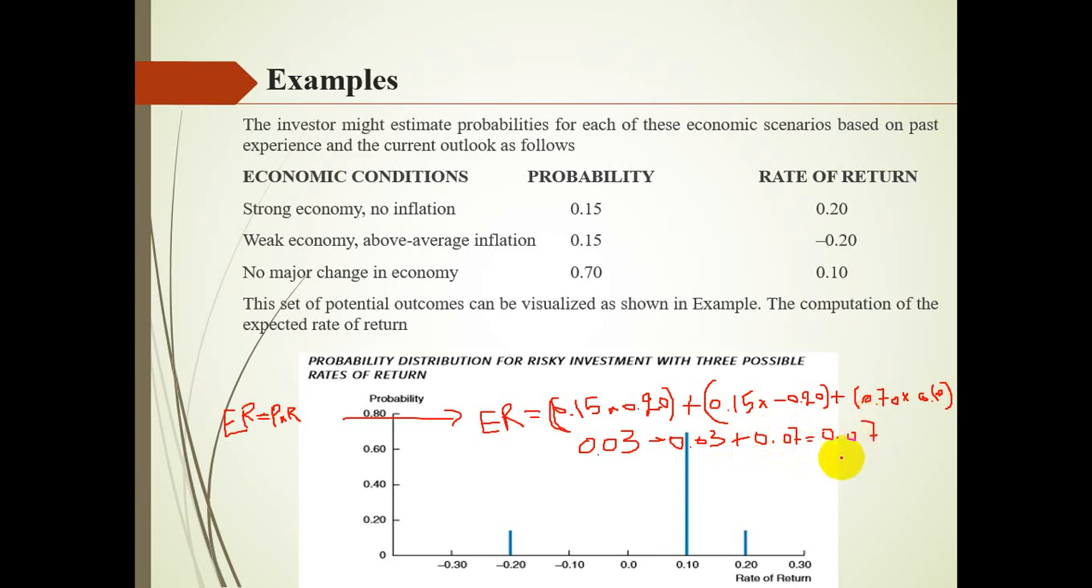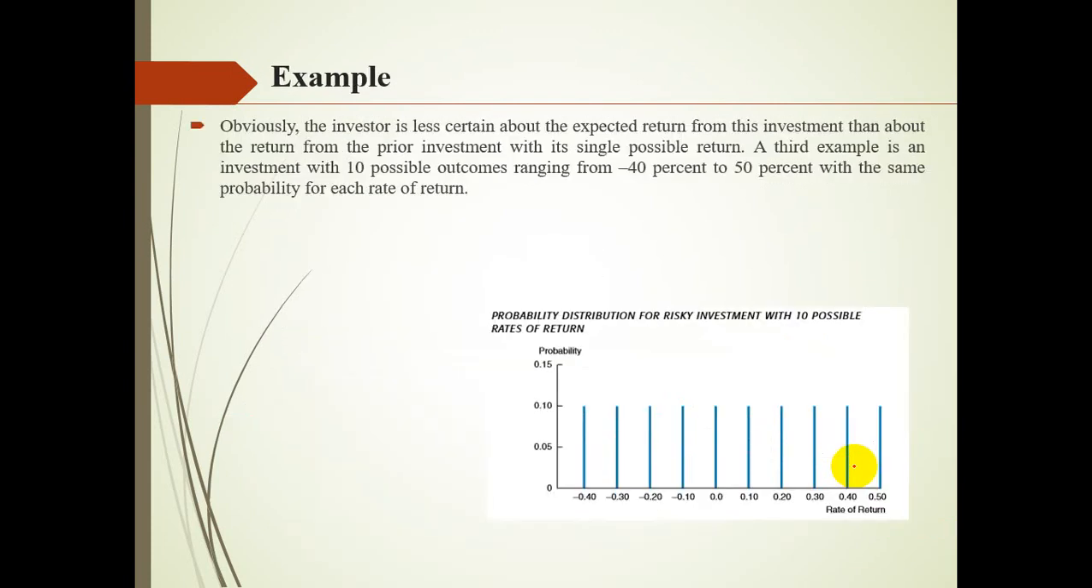So my expected return is how much? 7%. This is the expected return which I am receiving. If I have a risk overall in the probability, and I have these different returns, then the expected return will be this much based on this risk and based on this return. So this is how to calculate it.